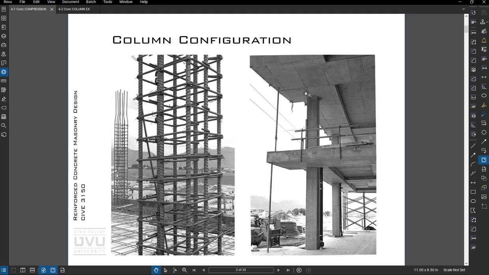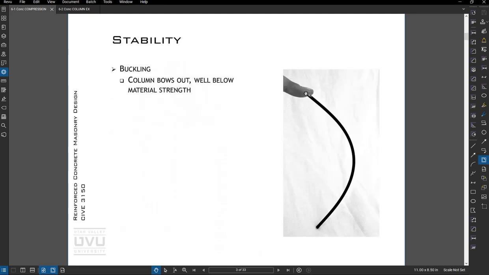The first thing we want to understand is columns are prone to buckling, where the column bows out long before it reaches its material strength. This is more true in timber and masonry, or rather steel columns.